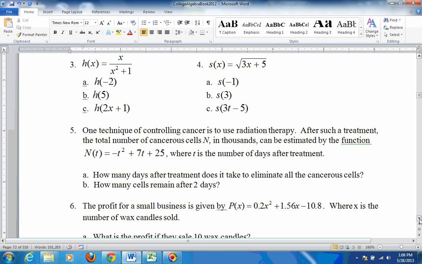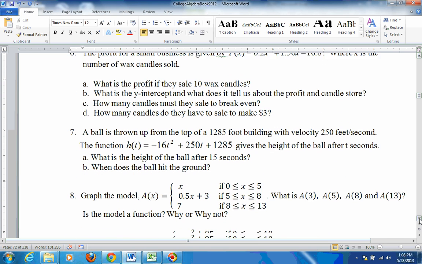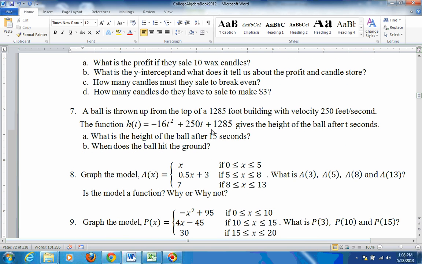So that's 5. And 7, here's another quadratic equation, and you get this equation right here, and it says what is the height of the ball after 15 seconds? Just put 15 in for t. Again, I would just use a quadratic sheet. When does it hit the ground? Just put 0 in for the y.